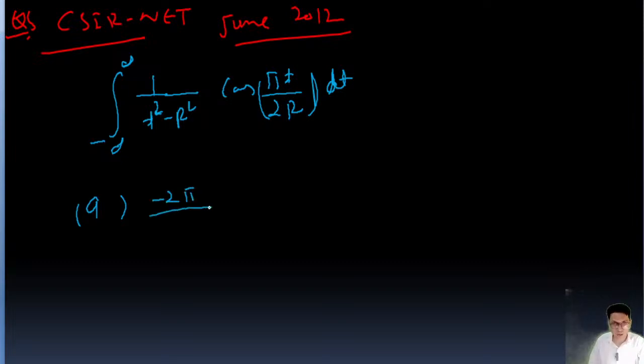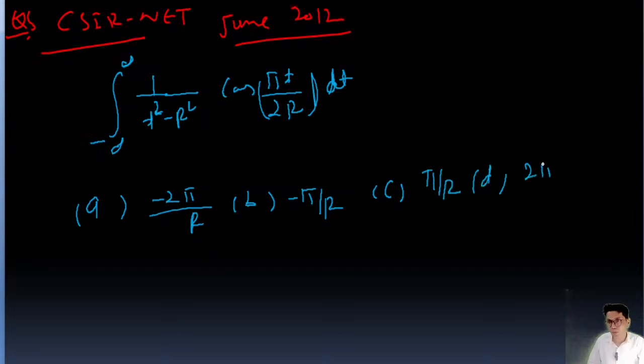Option A is minus 2 pi upon r. Option B is minus pi upon r. Option C is pi upon r, and option D is 2 pi upon r. Okay, so this is the question. Very good question. We are going to solve it. Okay, and it is asked in CSIR NET June 2012.